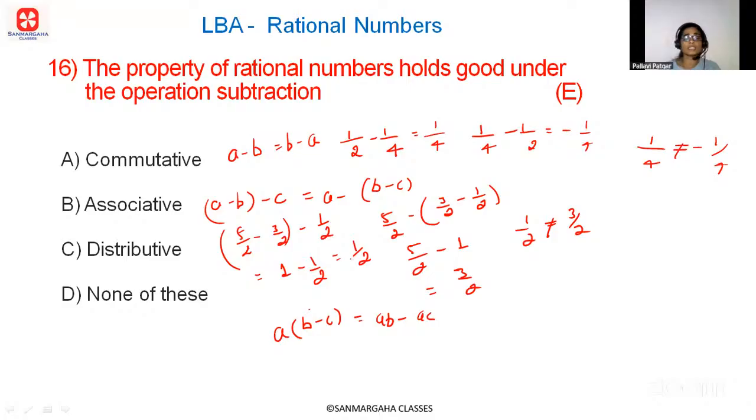So what is the correct option here? None of these. So none of these properties, commutative, associative, also distributive properties, satisfy. So the correct option is D.